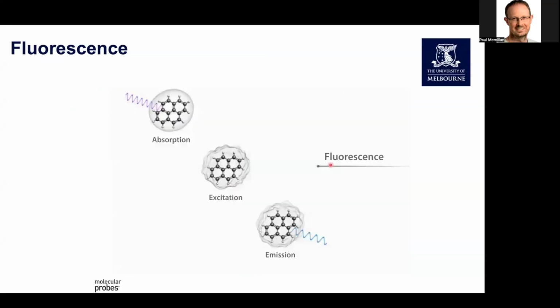Fluorescence can happen to a molecule when it undergoes this three-step process. First of all, it will absorb the energy from a photon of light. That then transitions that molecule into what we call an excited state. And then finally, we have the emission, where that energy is released back out from that molecule again as a photon of light.